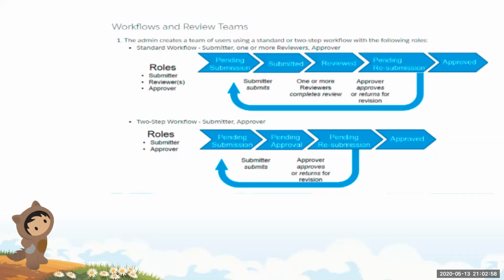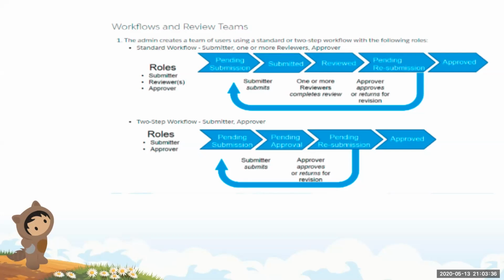When we talk about two-step workflow, we have submitter and approver. So we don't have multiple approvers. Actually, the main difference is that we don't have a reviewer here. I just replicated that word. In standard workflow, we can have multiple reviewers. The approver would be one. It can have multiple reviews, and then it should be approved by one single approver.